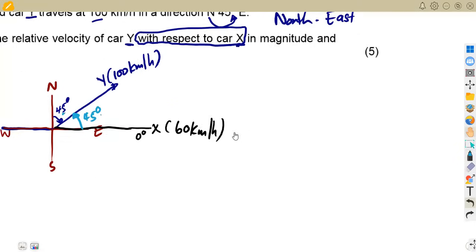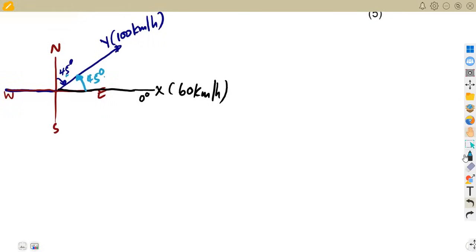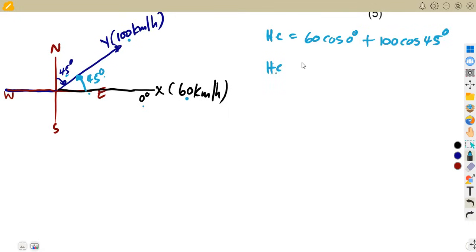So let us calculate our components. From our diagram, we are going to have our horizontal component at 60 cos 0 degrees plus 100 cos 45 degrees. So that's our horizontal component in this case. Combining everything, we are going to obtain 130.7107, which is 130.71 kilometers per hour. So that's our horizontal component.